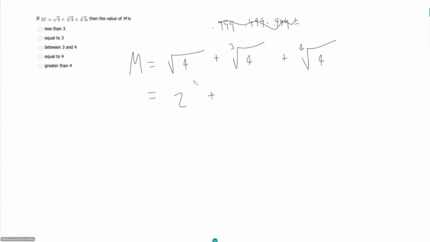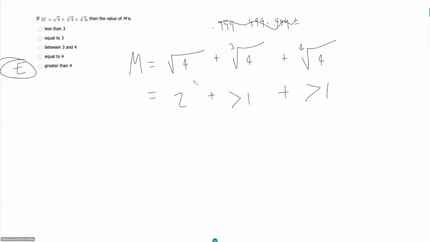The same will be true when we take the fourth root of 4. That's got to be something greater than 1. So the fact that it's 2 plus something greater than 1 plus something else greater than 1 automatically puts you at E as your answer.